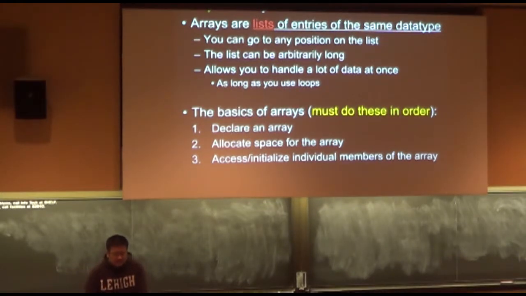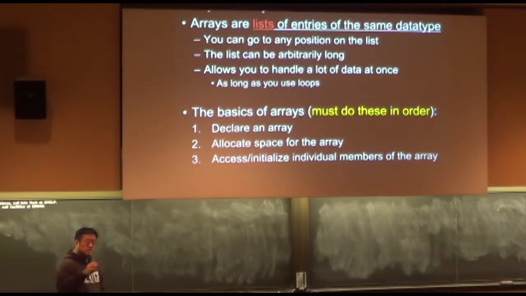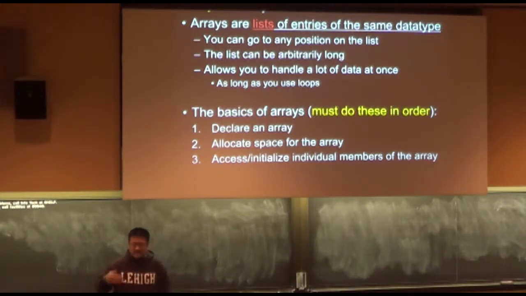And then you allocate space for the array, and then finally you access or initialize individual members of the array. This is very similar to a variable, except that we have that additional step. So with the variable, we declare the variable, and then we initialize the variable before we can use data from that variable, right? If I have int x, then I need to assign x equal to 4 or something in order to have data in that variable x before I can use x to do anything.